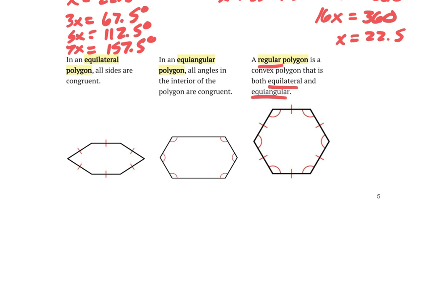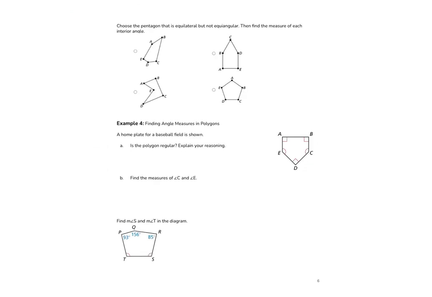A stop sign would be a regular octagon because all the sides, and I know you probably don't know that, but it is, all the sides and all the angles of that stop sign are the same. So really just knowing what the word regular means and how we're going to use it.